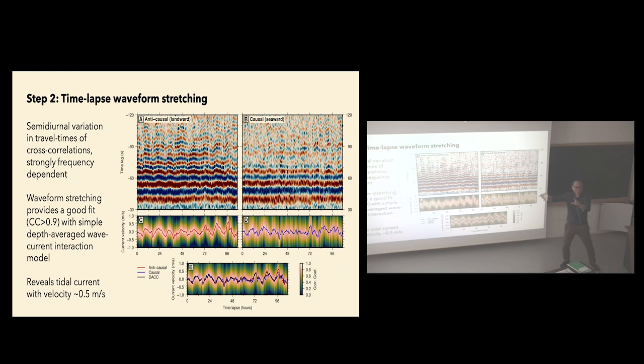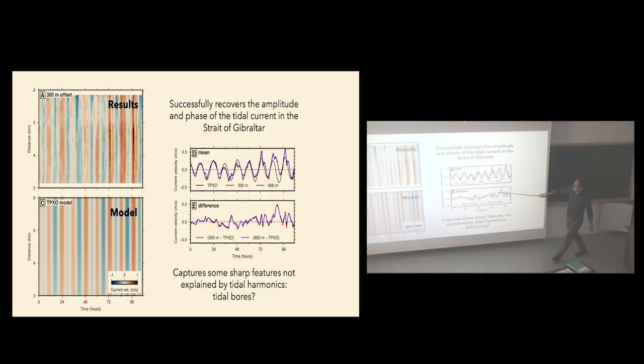So the water is overall flowing. My cable is fixed on the sea floor. So it's a Doppler effect, right? The water will get carried away by the tide. Once we know that, we actually can estimate the current velocity along the cable. And the two sides are basically matching each other.